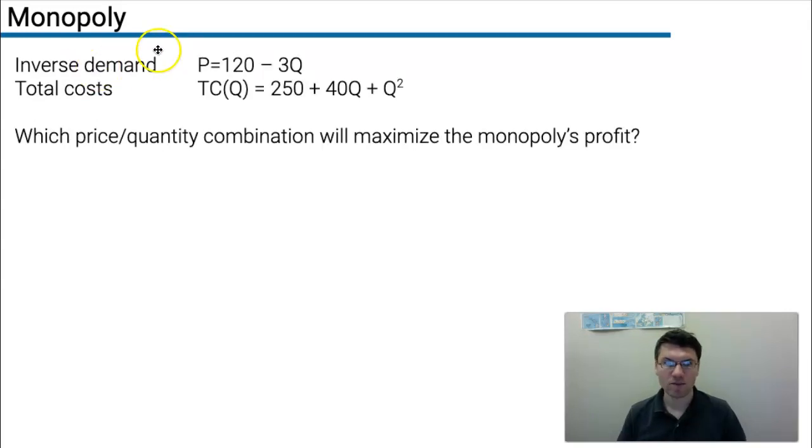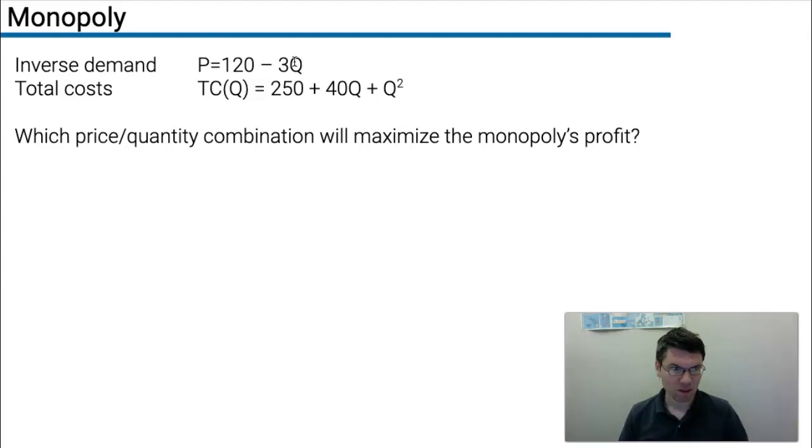So suppose that a monopoly has the inverse demand of price equal 120 minus 3 times the quantity, and the total costs are quadratic. So there is a 250, the fixed term, plus 40 times the quantity, plus quantity squared. And the question for a monopoly is as follows. Which price-quantity combination will maximize the monopoly's profit? So pretty much the monopoly is free to set its price anywhere on the demand curve, and then the demand curve will tell it what quantity it will be able to sell at that price, and the monopoly will have to decide, well, is that the appropriate price-quantity combination, or should price be different?